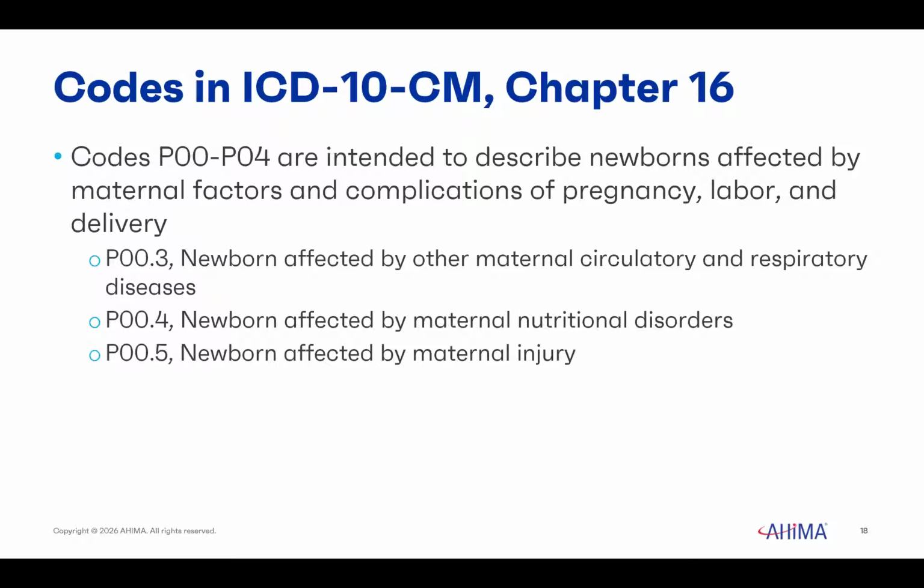These codes from P00 through P04 are intended to describe newborns affected by maternal factors and complications of pregnancy and labor. So we can have P00.3, newborns affected by maternal circulatory and respiratory diseases. Of course, you could have a pregnancy affected by circulatory and respiratory diseases, but that would go on the mother's record. Anything that starts with a P, think newborn.